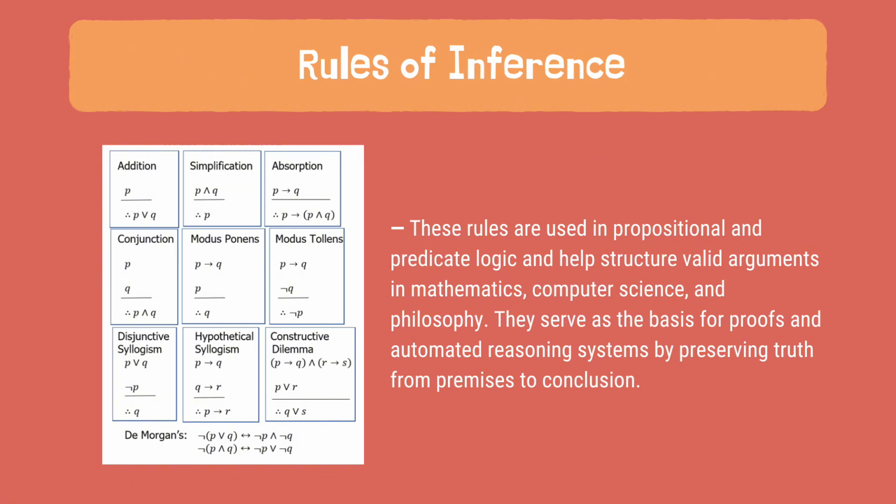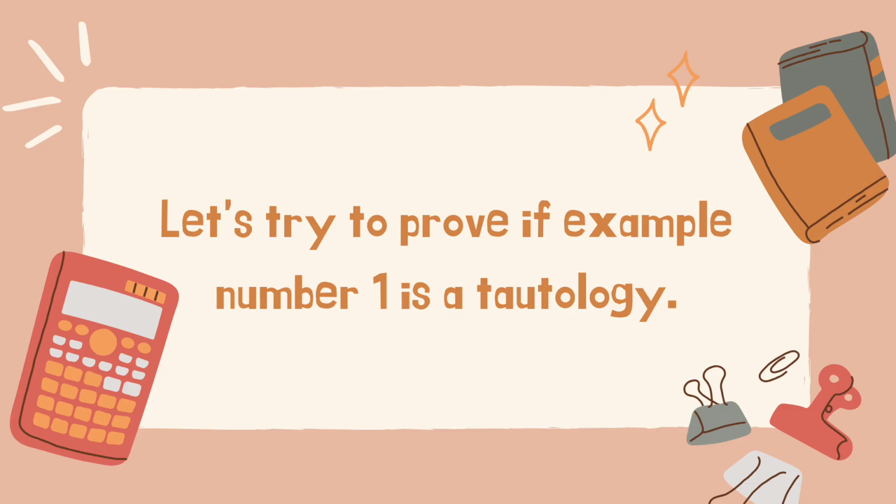Lastly, De Morgan's: negation of the quantity of P or Q is equivalent to negation P and negation Q. Negation of the quantity of P and Q is equivalent to negation P or negation Q. Let's try to prove if example number 1 is a tautology.